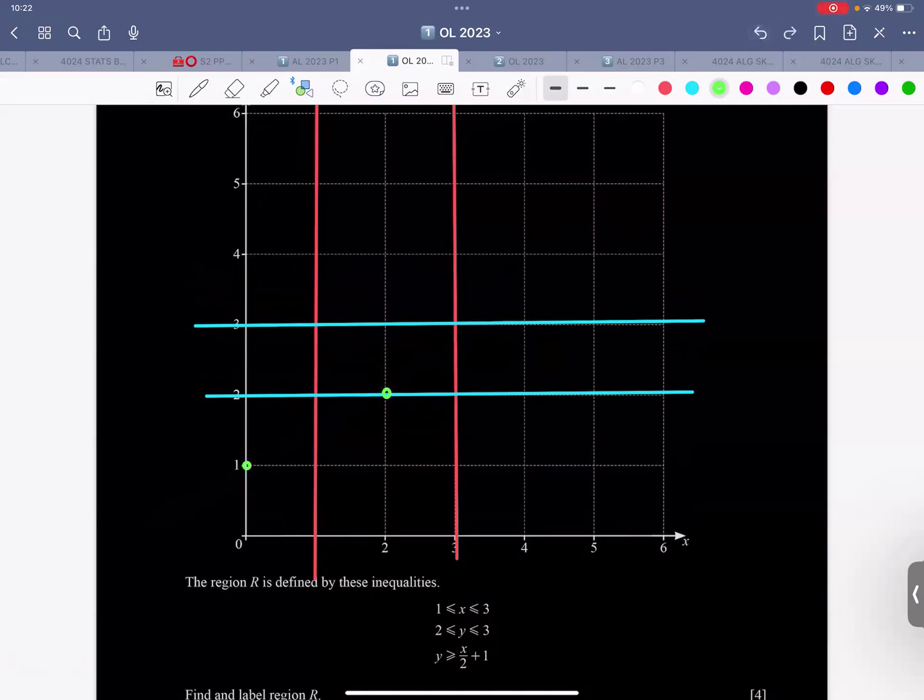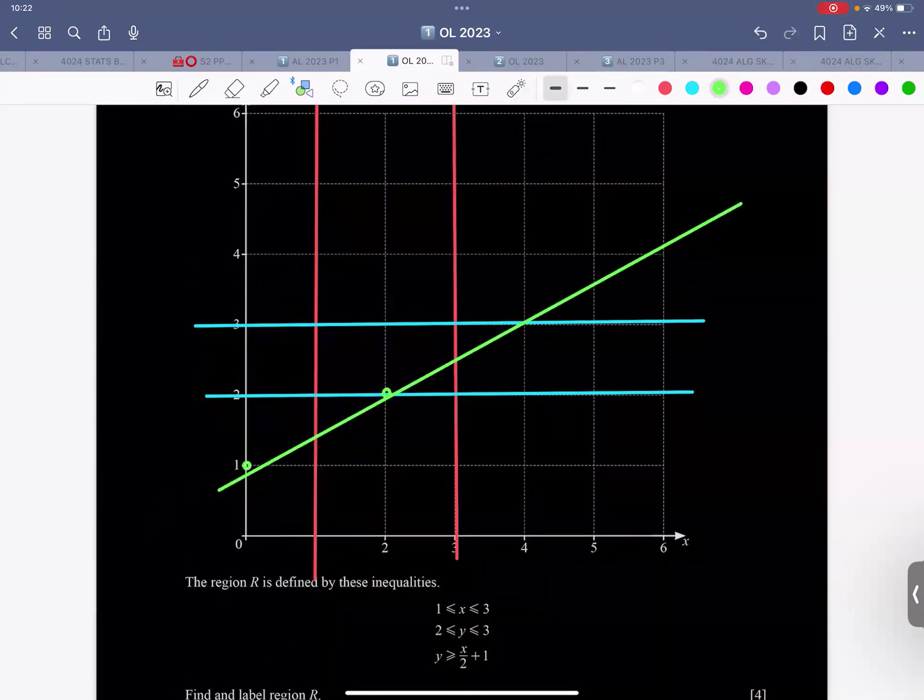Something not exactly like this. It has to be better. I don't know, some technical issue. Okay, so I think this is good enough.